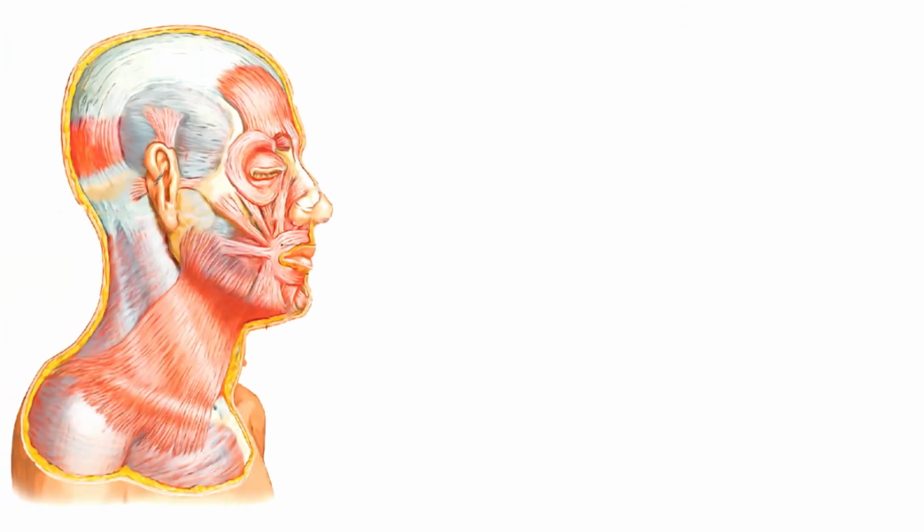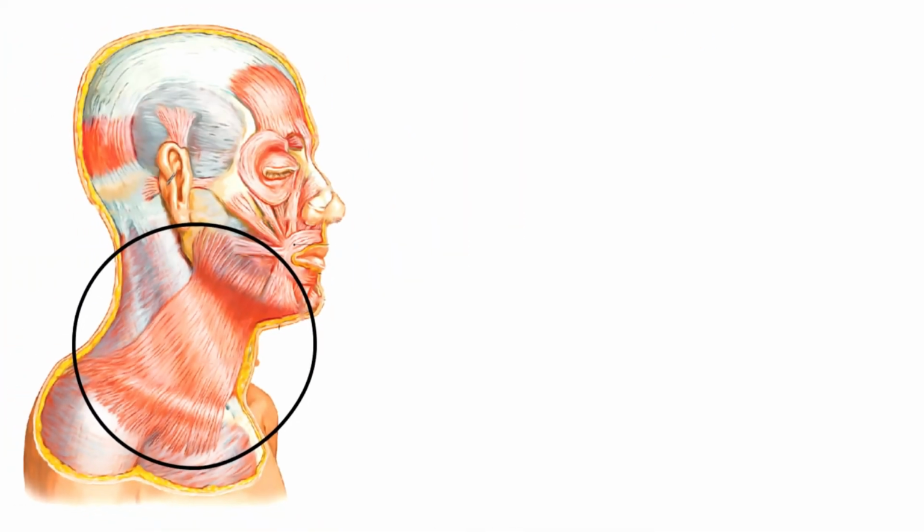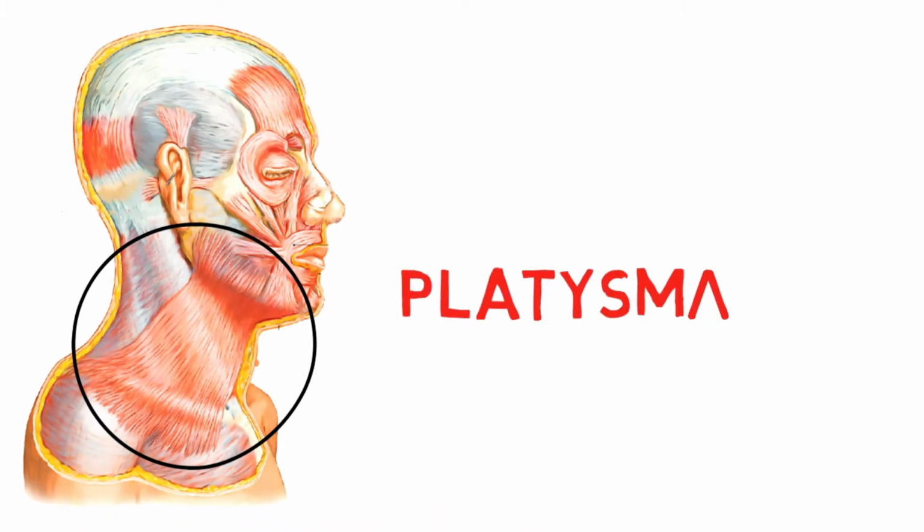Let's have a look. This muscle encircled is the platysma muscle that originates from the infra and supraclavicular regions and gets inserted in the orbicularis oris muscle.